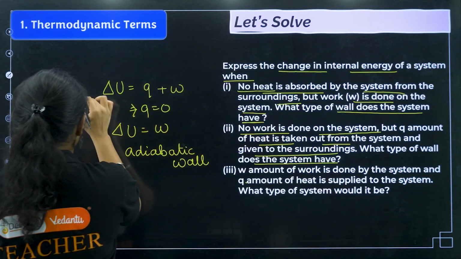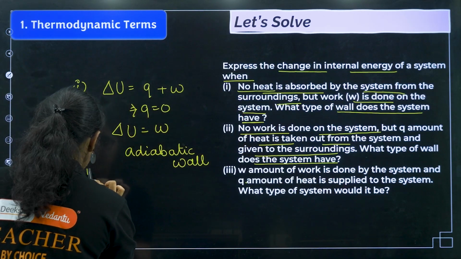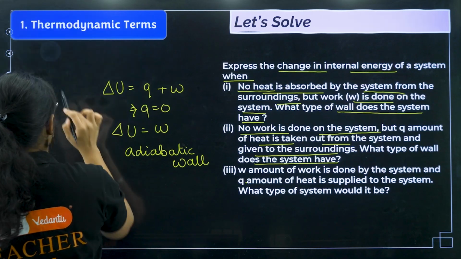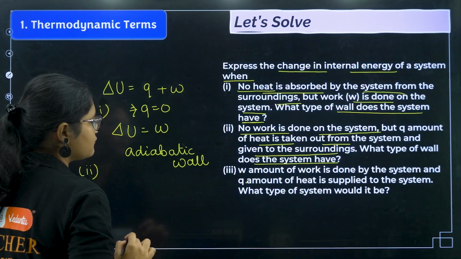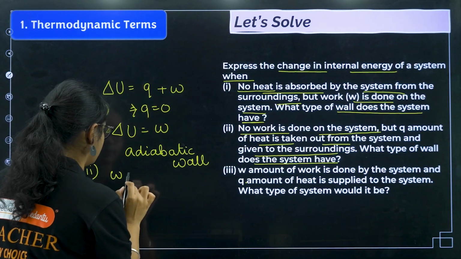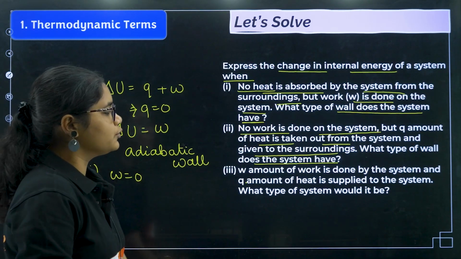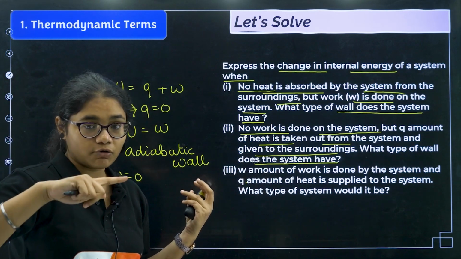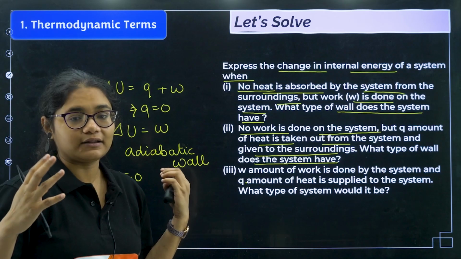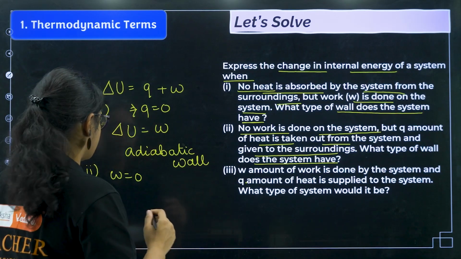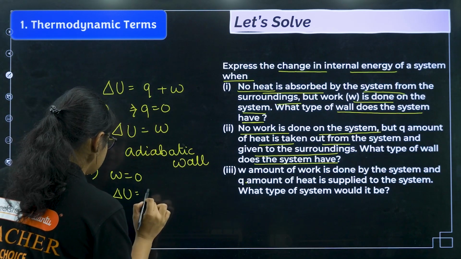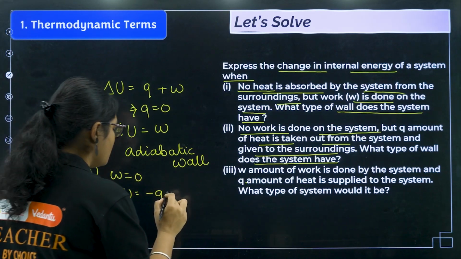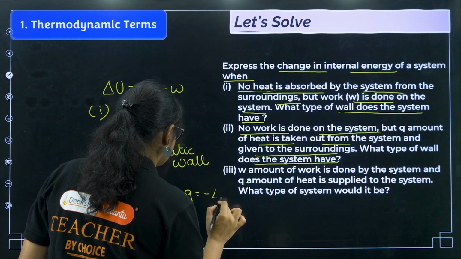Okay. Now if you see the second one, this is the common equation, so I'll write 1 here. Now second one, no work is done, that means definitely W is equal to 0. And what about Q? Q amount of heat is taken out from the system, right? When Q is removed, I told you delta U will be negative, or that delta U will decrease. So I can say that delta U is equal to minus Q. Why minus Q? Because heat has been removed, or we can write that Q is equal to minus delta U.